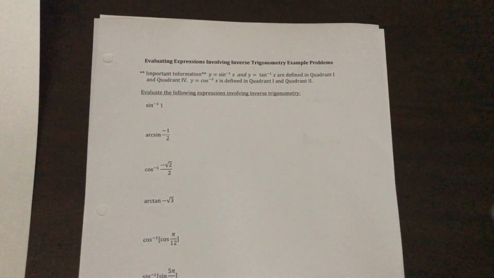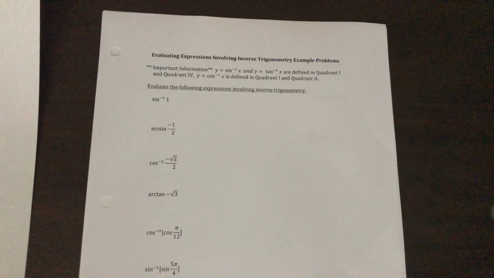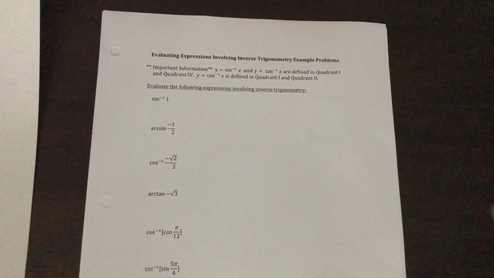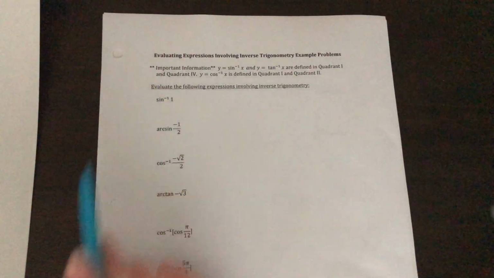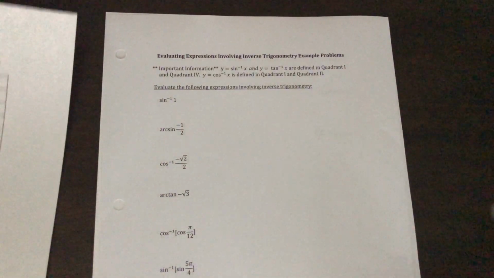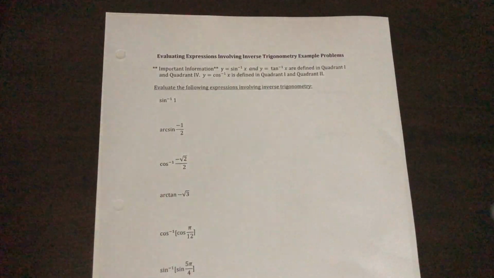Okay, when we're talking about inverse trig, we're looking for an angle. When we're doing regular trig ratios, we're finding a ratio. So what we're going to be doing here is going backwards. So you need your trig chart if you've got it in front of you.